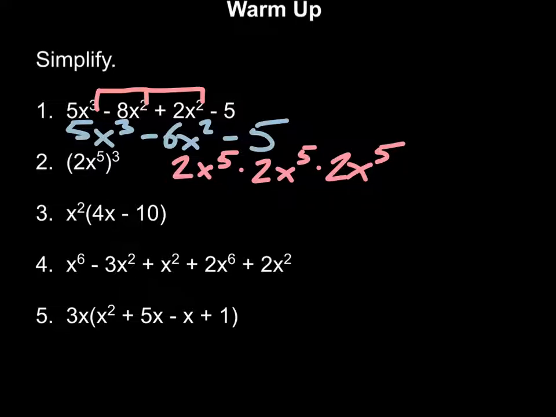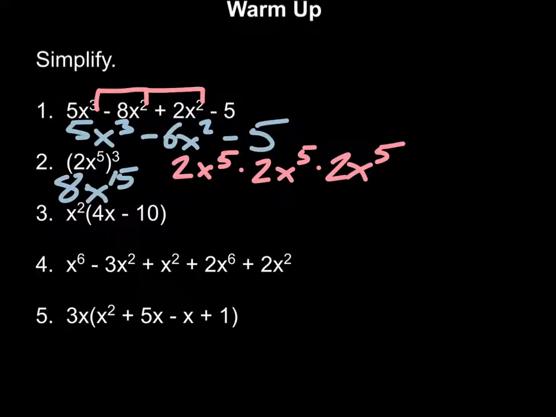Well, what's 2 times 2 times 2? It's 8. Yep. And so that gives me an 8. Now I have x to the 5th times x to the 5th times x to the 5th. Now when we multiply, remember that means we have to add our exponents. So in that case, I'm basically going to be doing 5 plus 5 plus 5, which is 15. So that gives me 8x to the 15th power.